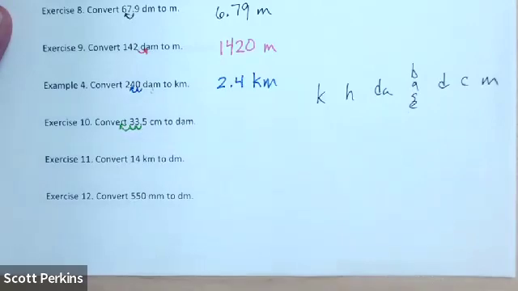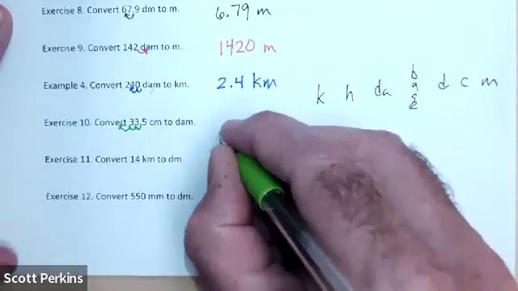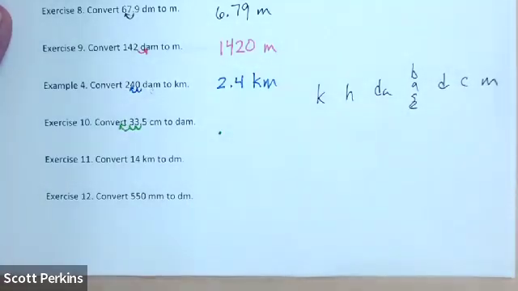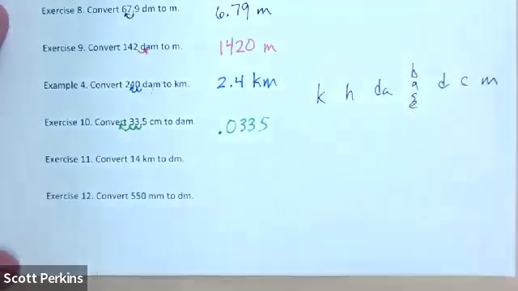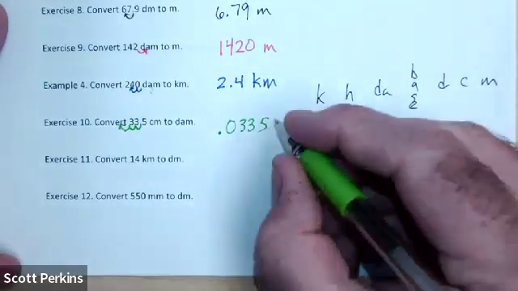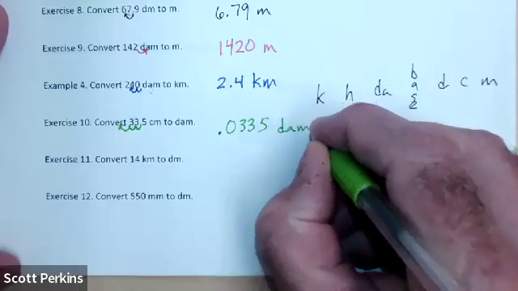What do I have to add at the beginning of that number since I ran out of digits this time? You've got to have a decimal, and then before the 3 and the 3 and the 5, I've got to put a 0 to account for that other place. So 0.0335 decameters.